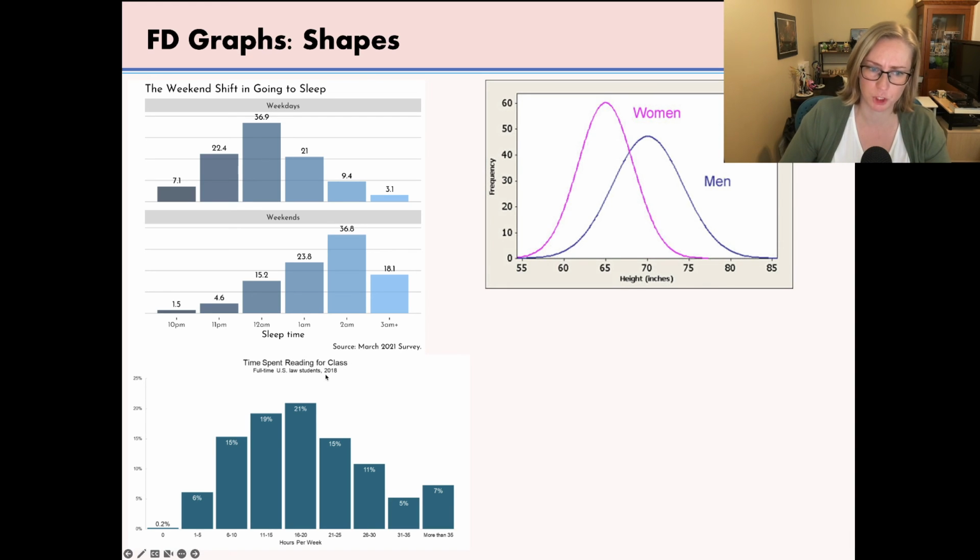This one I think I briefly showed in class, but here we have another example of what first looks like a normal distribution, but then we have this little category here of how many hours law students spend reading for class. Most of them will say 16 to 20 hours, and by most I just mean based on the normal distribution here. But you have 7% here that spend more than 35 hours. And on a normal distribution, just like up here, we're going to start tapering off, and that's not the case here. So we have a case here of a skewed distribution.